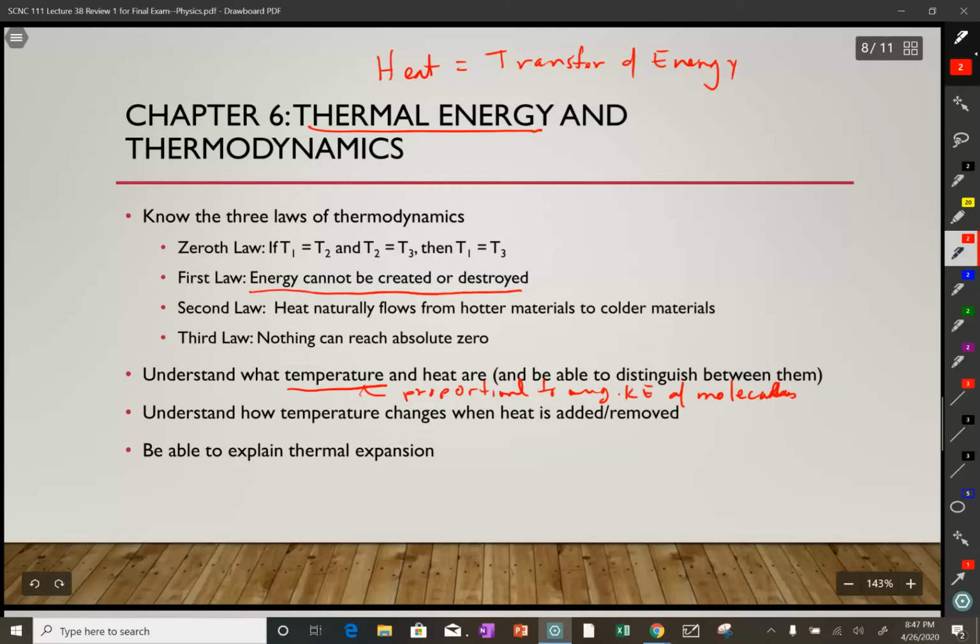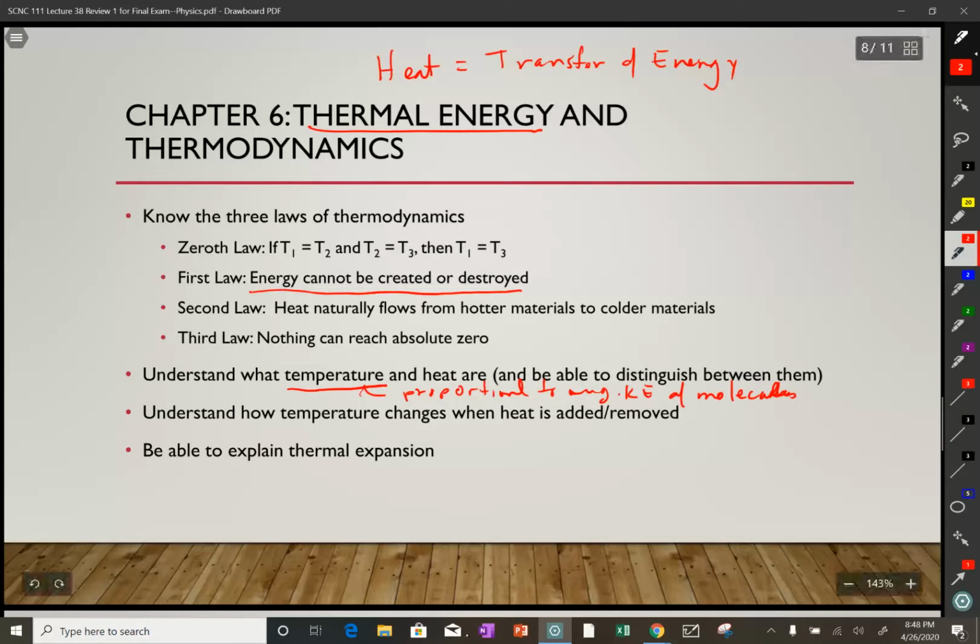The second law: heat naturally flows from a hotter material to a colder one. So if I touch a piece of ice, heat flows out of my body. And I feel that. It feels cold. If I touch a stovetop that's on, heat flows into my body because the stovetop is hotter. And I feel that too. The third law says nothing can reach absolute zero. So there's a minimum temperature. Nothing can go below that.